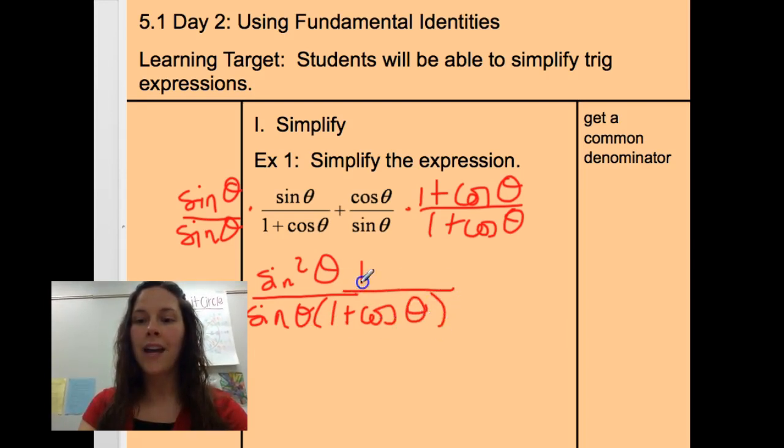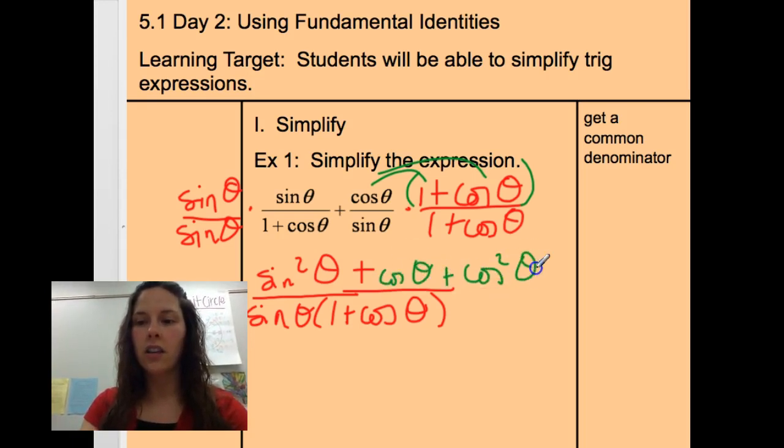And then we will add that to, and I'm going to go ahead and distribute. So what I'm doing here is I'm going to distribute this cosine through here so we can add any like terms we might have. So we have cosine theta plus cosine squared theta all over our common denominator.